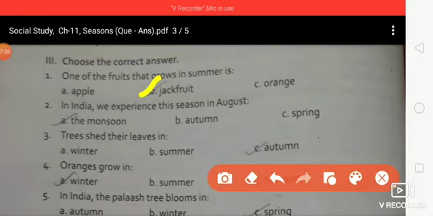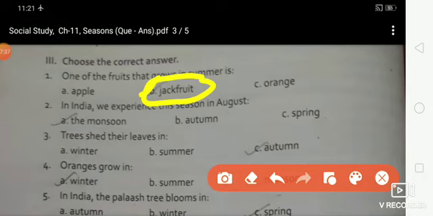The right answer is B, jackfruit. Option B is the right answer. Okay, students, one of the fruits that grow in summer is jackfruit.